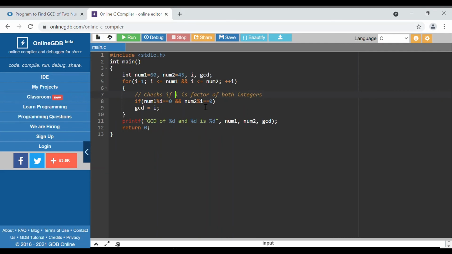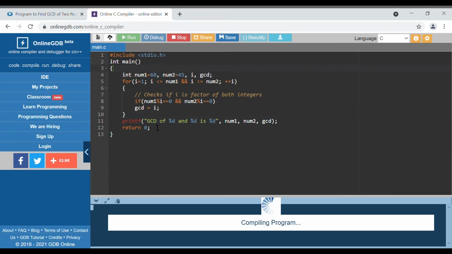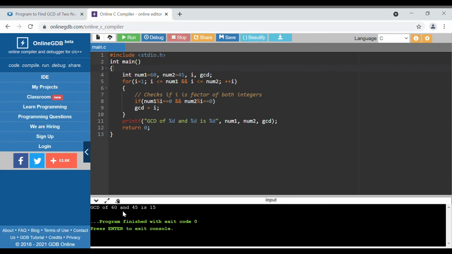We will iterate, and if any other divisors are also there, like we have started from 1, then 2, we will go in increasing order and check whether that number divides both the numbers or not, and we will assign that to our result variable GCD, and then we will directly print it. So let's see what is the GCD of 60 and 45. Let's run the code, and GCD of 60 and 45 is 15.